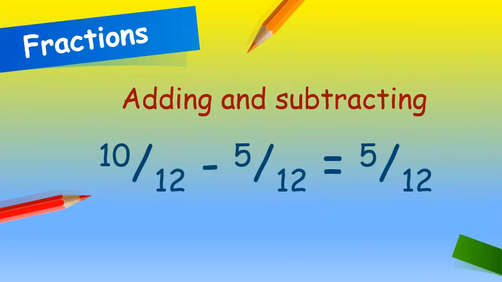Okay, here I've got a subtraction calculation, which is 10/12 take away 5/12. The denominator remains the same. I don't really even need to worry about it. So all I need to do is 10 take away 5, which is of course 5.